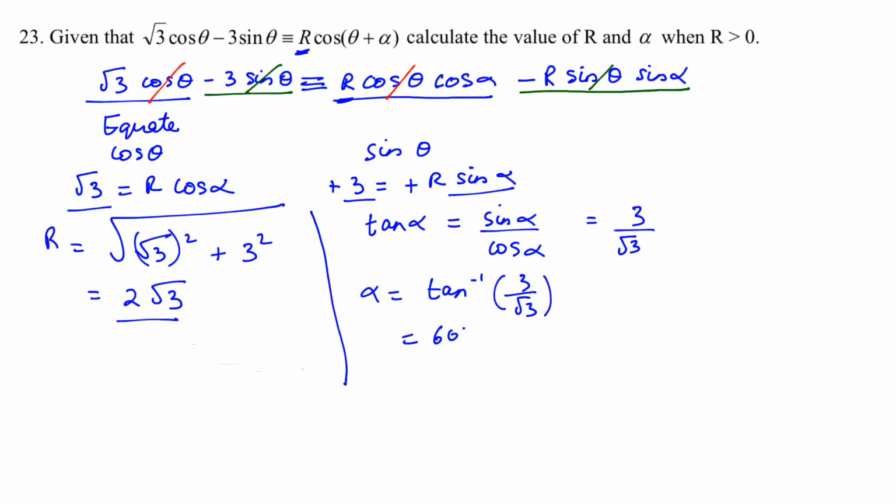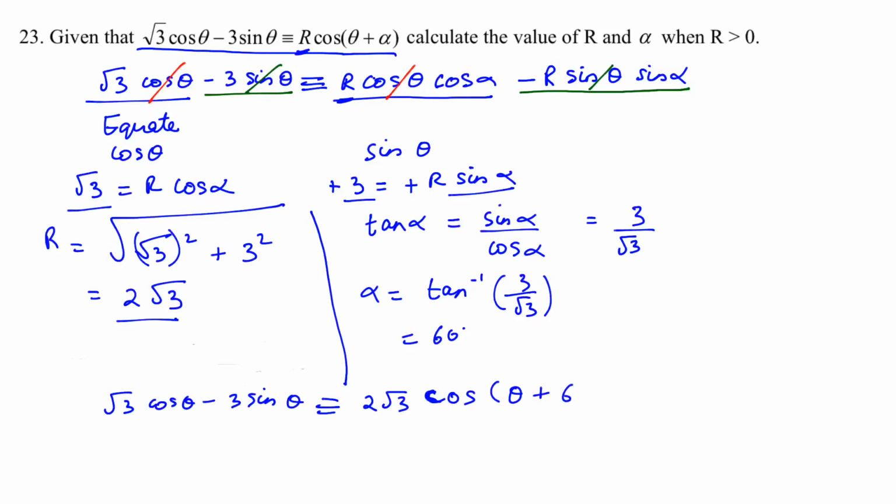Now that we have got our alpha, write down the question again. So square root 3 cos theta minus 3 sin theta. Replace the r that you got, 2 square root 3 cos theta plus alpha. What is our alpha? 60. So this is our answer.